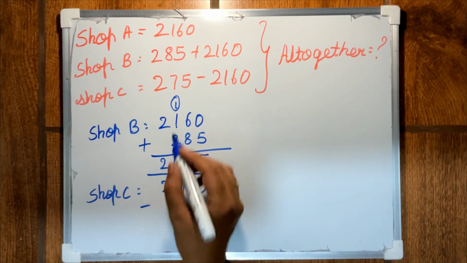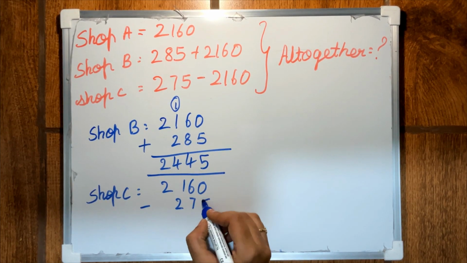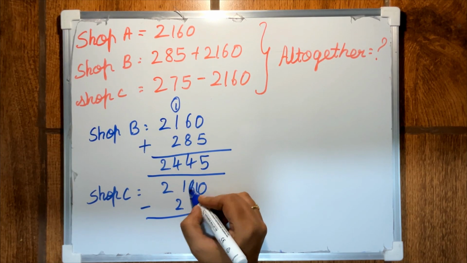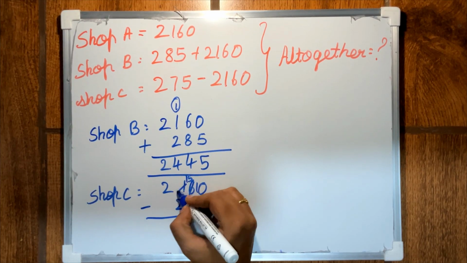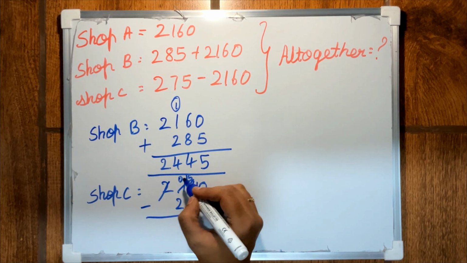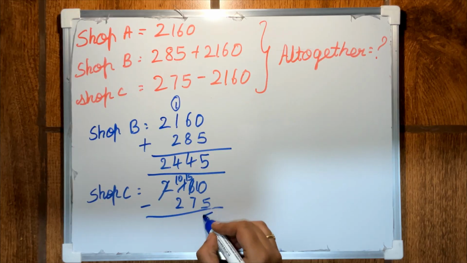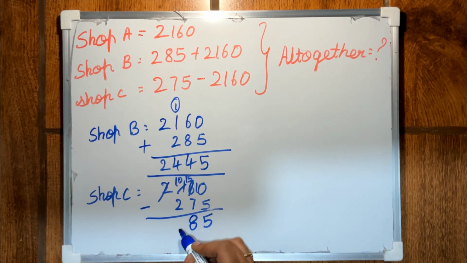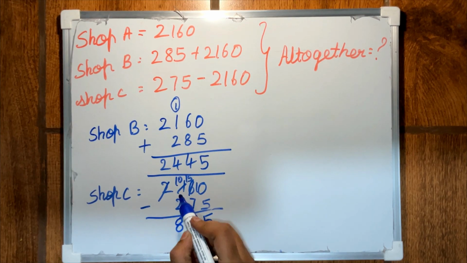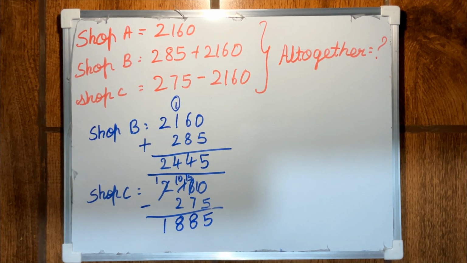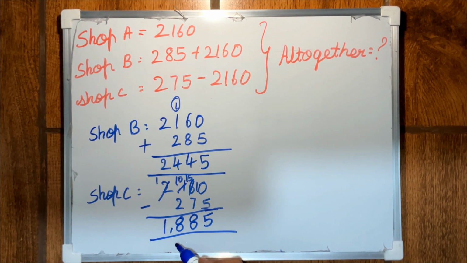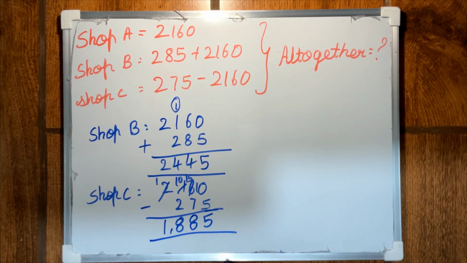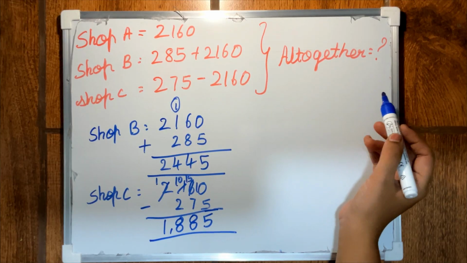Now, let's solve it for Shop C. 2160 minus 275. So, let's do subtraction. 10 minus 5, 5. 15 minus 7, 8. 10 minus 2, 8. 1. So, how many bags does Shop C have? 1885.